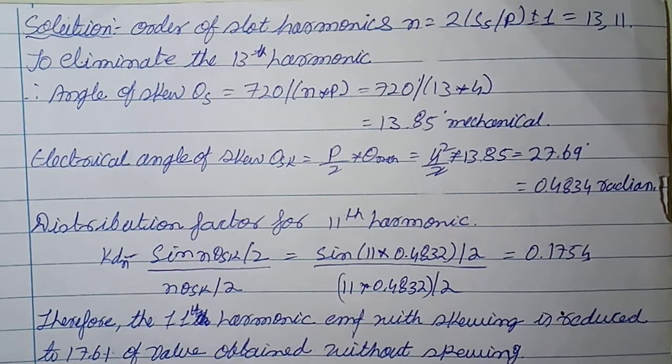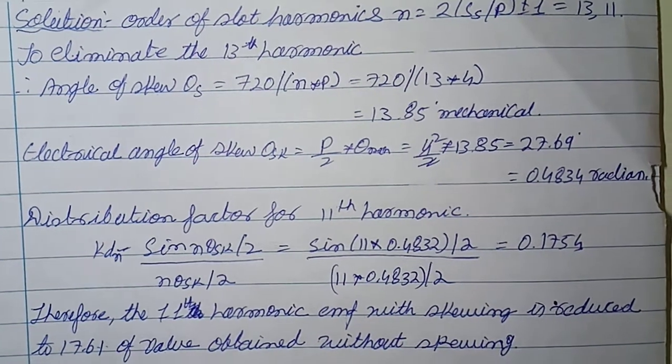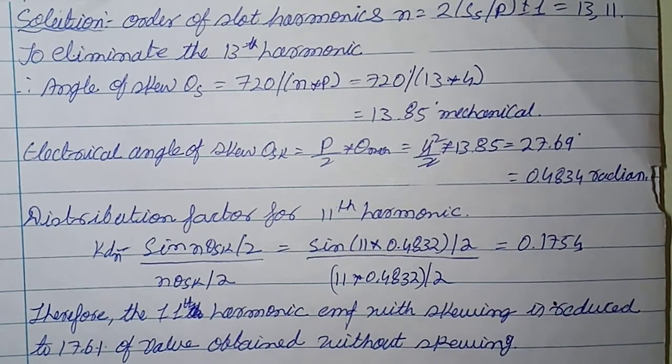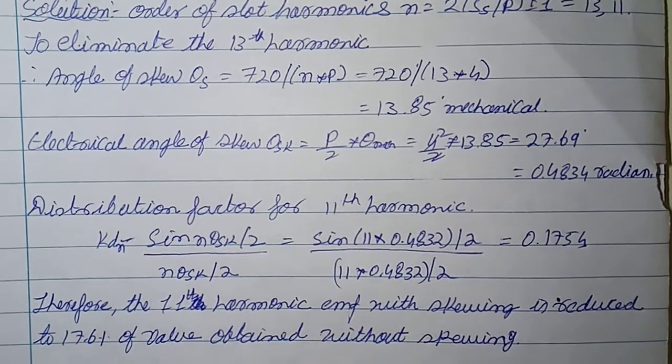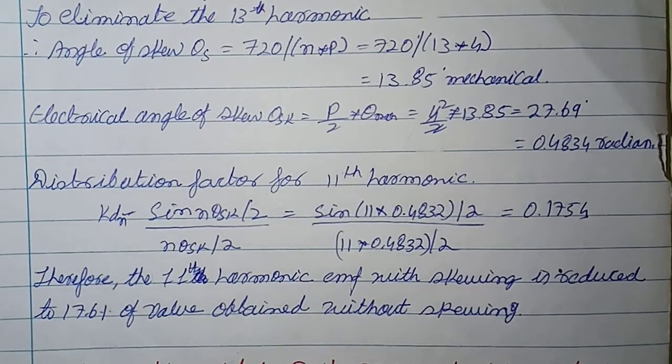So the electrical angle of skew, theta sk, is equal to p by 2 into theta mech. We get 4 by 2 into 13.85, which is 27.69 degrees, or in radians it is 0.4834 radians.